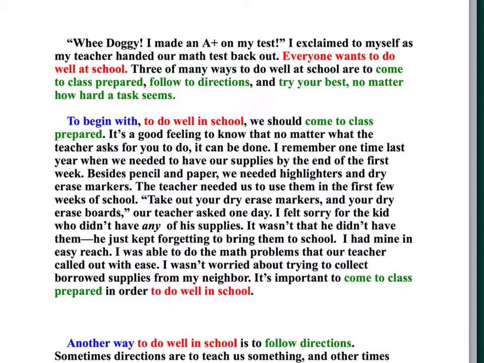So here is the paper. Let's look and see what we have here. We start out here with the interjection to make it a little bit interesting. "I made an A+ on my test," I exclaimed, "Everyone wants to do well at school." Okay, right here in red, this is your prompt. That's what the state told these people to write about, doing well in school.